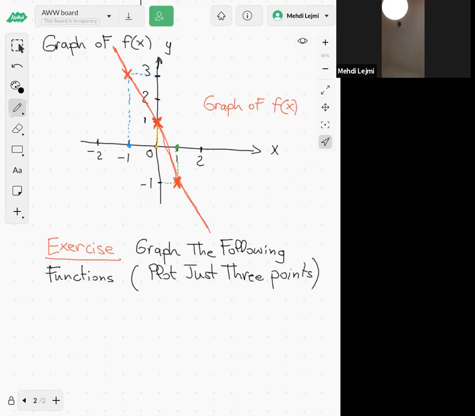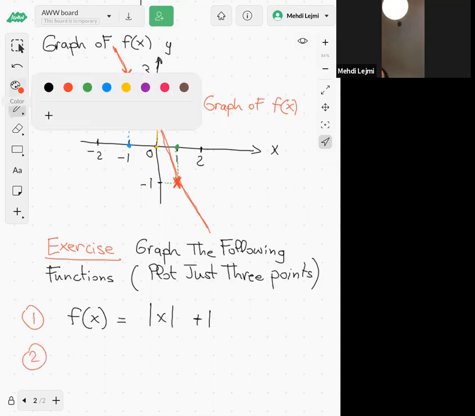What's really important for us here is to know how to plot the points. So first function, let's take f of x equal to absolute value of x plus 1. The plus 1 is outside the absolute value. And number 2, let's say f of x is x squared plus 1.